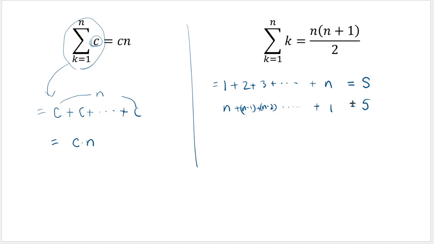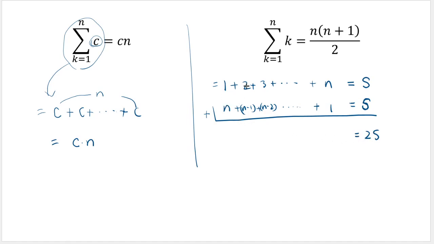Now, we agree that changing the order of addition doesn't change the value, right? So this will still be equal to s. So we're just going to call the entire sum s. And we have two ways to write the same thing. And therefore, when you add them, let's see what happens. s plus s will be 2s.